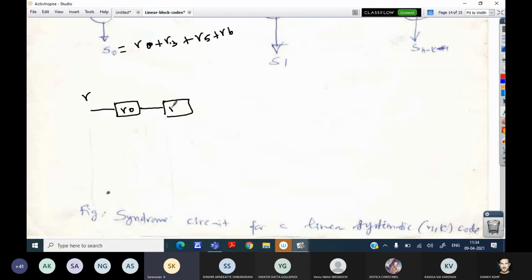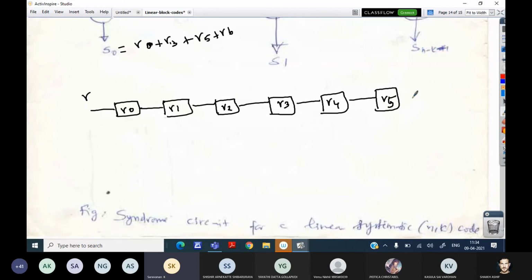I'll do one thing. R1, R2. So I'm going to draw the specific diagram. R4, then R5, R6.